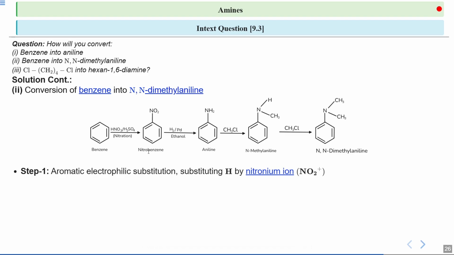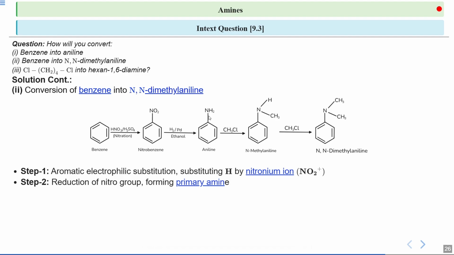So this is an electrophilic substitution, which means an electron-rich benzene ring reacts with the electron-poor species. So this is a nitration step. Step 2 is we reduce this NO2 group to form a primary amine.